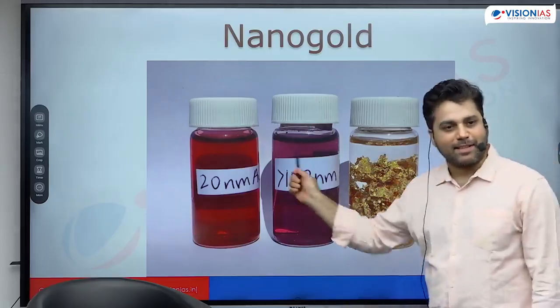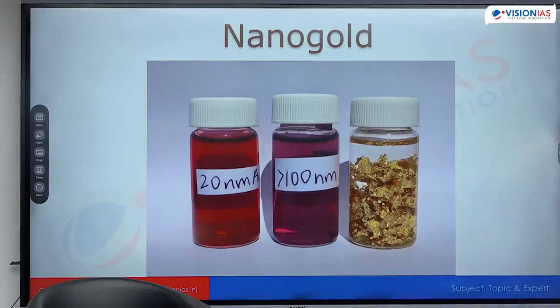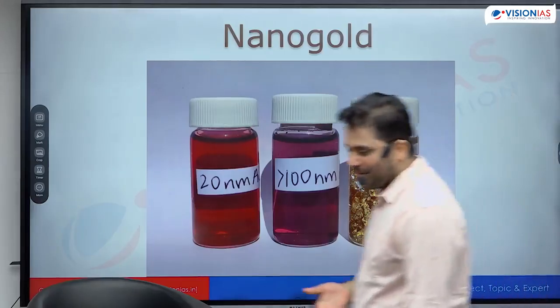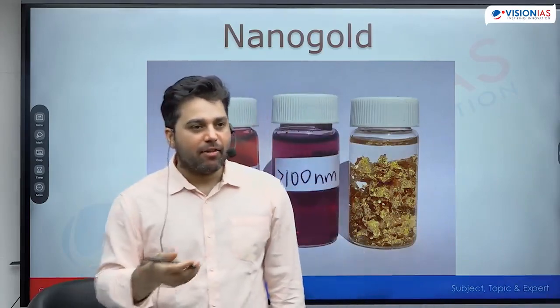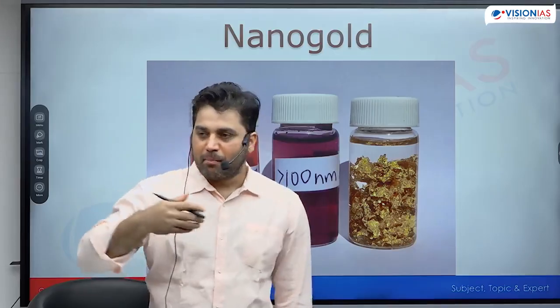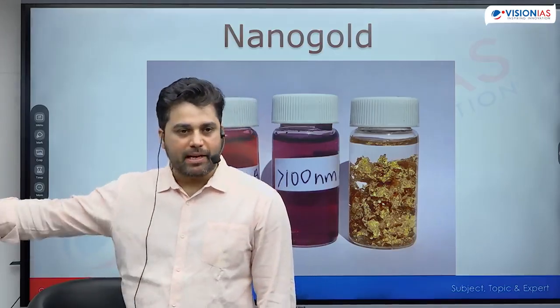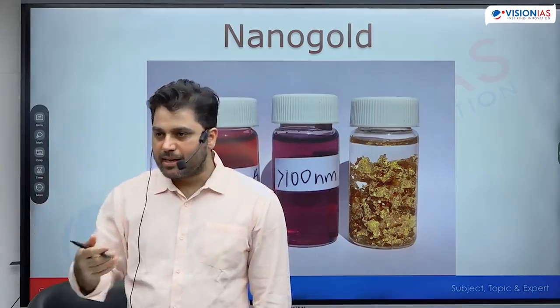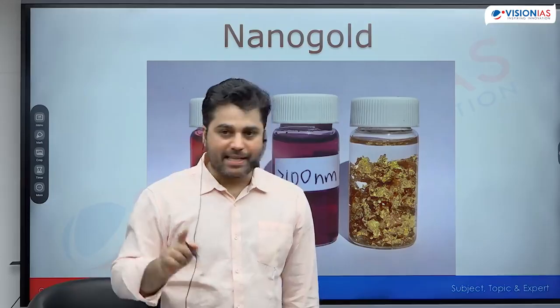Maybe girls will know the difference. But the point here is that gold exhibits different colors at nanoscale. A 1 nanometer gold exhibits a unique set of properties compared to 10 nanometer gold, compared to 100 nanometer gold. So at nanoscale, material properties start changing. That is the first thing.